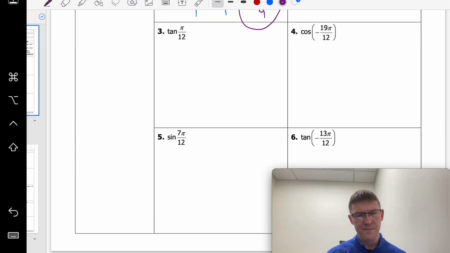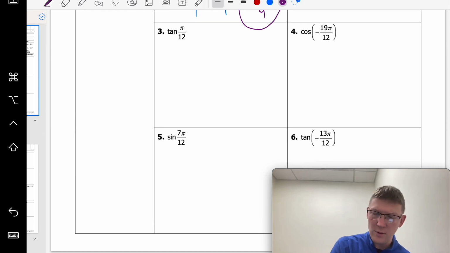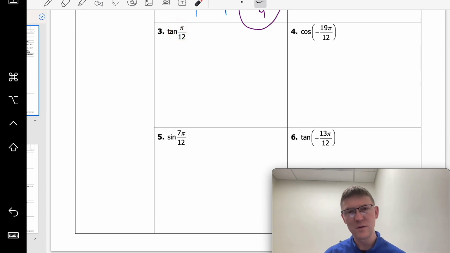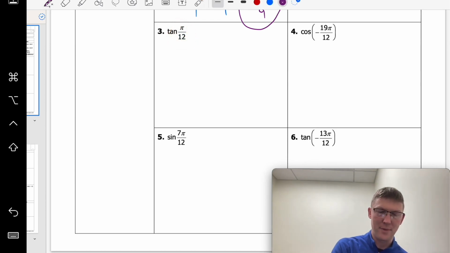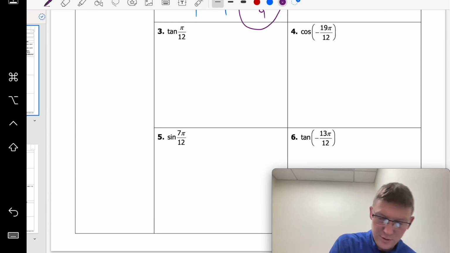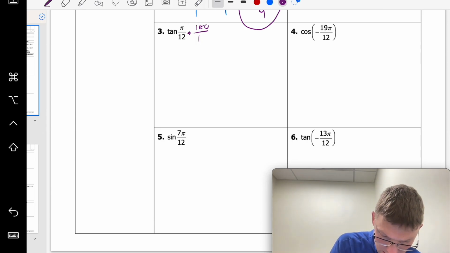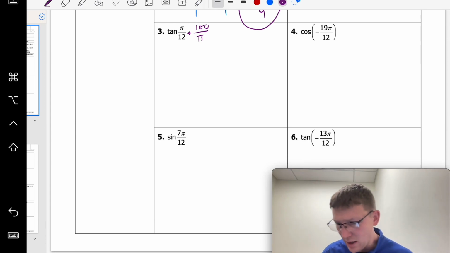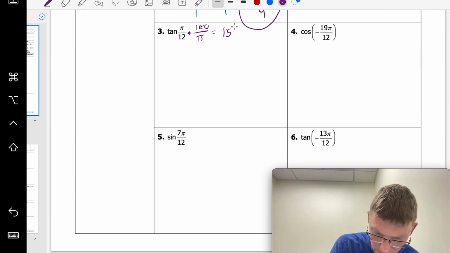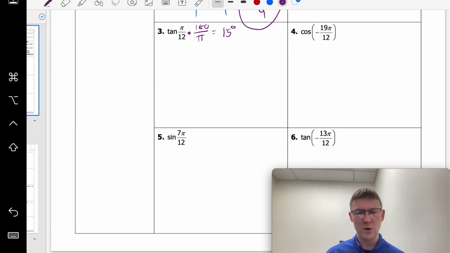All right, looking at number 3, I'll admit, I've been staring at it for a little bit. I've been trying to figure out how to divide this angle up using radians. I give up. I can't do it. I'm not as familiar with radians as I am with degrees, so forget about it. I'm just going to turn it to degrees and see where we're at. So I use my calculator, 180 divided by 12. We've got 15 degrees. So we're dealing with tangent of 15 degrees.